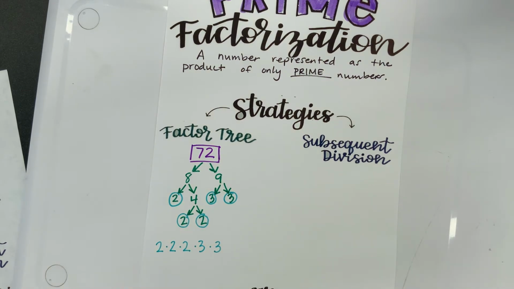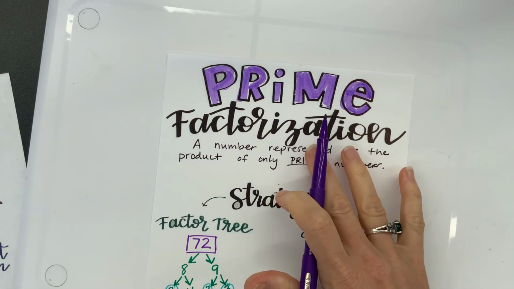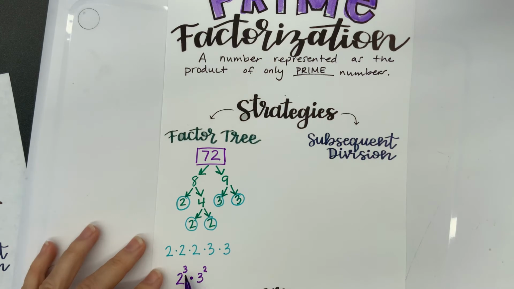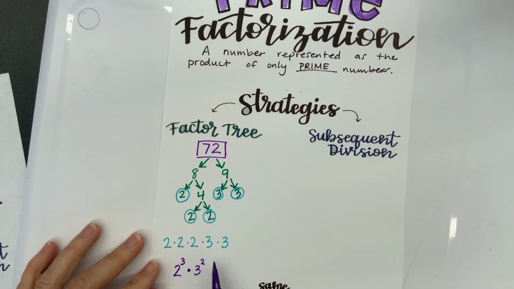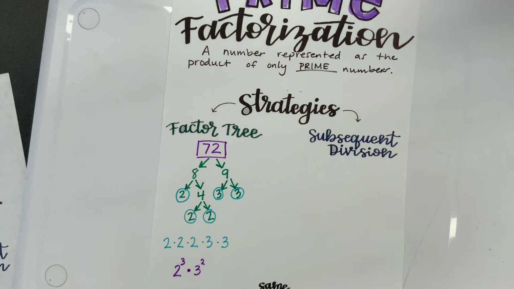Now, I am almost done, but not quite. So what I'm going to do now is take those numbers and put them in exponential form. So I'm going to show them as the product of powers. So if I have 3 2's, it's 2 times 2 times 2. That is the equivalent of 2 to the third power times, and then I have 3 times 3, which is the same as 3 squared. Okay, so I know the prime factorization of the number 72 is 2 to the third times 3 squared. Those are the base ingredients of that number.